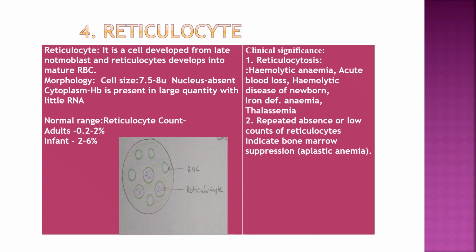Reticulocyte is an immature RBC which develops from the late normoblast, and then continues to develop into the RBCs. The cell size is around 7.5 to 8 micron, nucleus absent, but the cytoplasm contains hemoglobin in large quantity with little RNA, ribonucleic acid. The normal range of reticulocytes in adults is 0.2 to 2%, in infants it is 2 to 6%. An increased reticulocyte count is called reticulocytosis. It is seen in hemolytic anemia, acute blood loss, hemolytic disease of newborn, thalassemia, iron deficiency anemia. And absence or low count of reticulocytes is seen in bone marrow suppression, that is aplastic anemia.